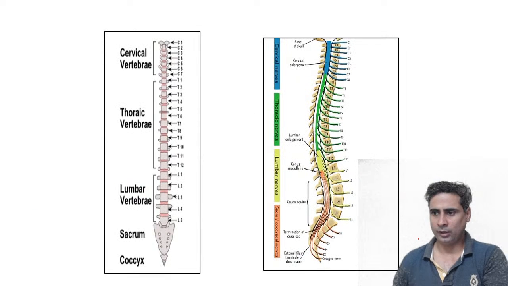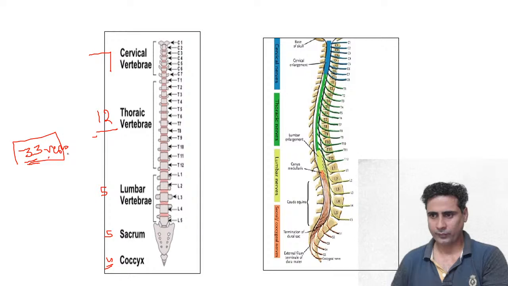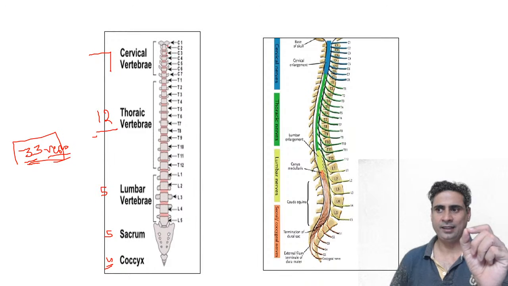Now in the vertebral column we have 7 cervical vertebrae, 12 thoracic or dorsal vertebrae, 5 lumbar vertebrae, 5 sacral vertebrae, and 4 coccygeal vertebrae. So the total number of vertebrae is 33. Now between these two vertebrae at each level there is exiting of one pair of spinal nerves.